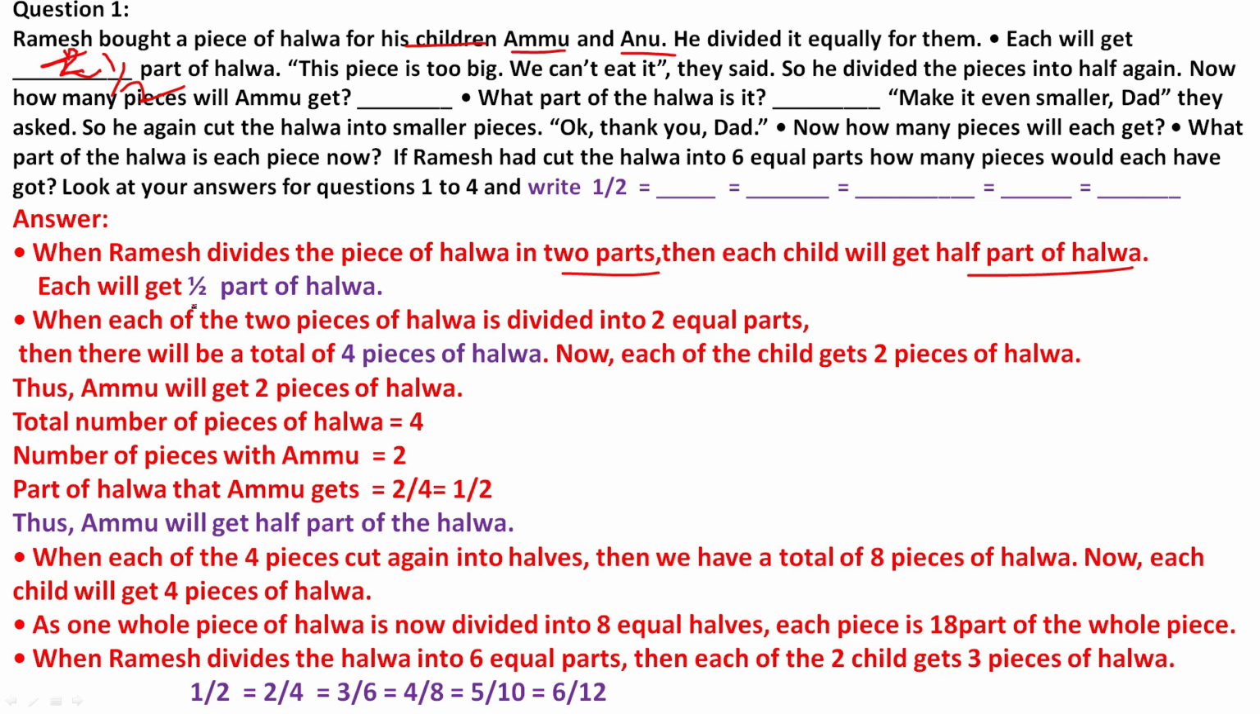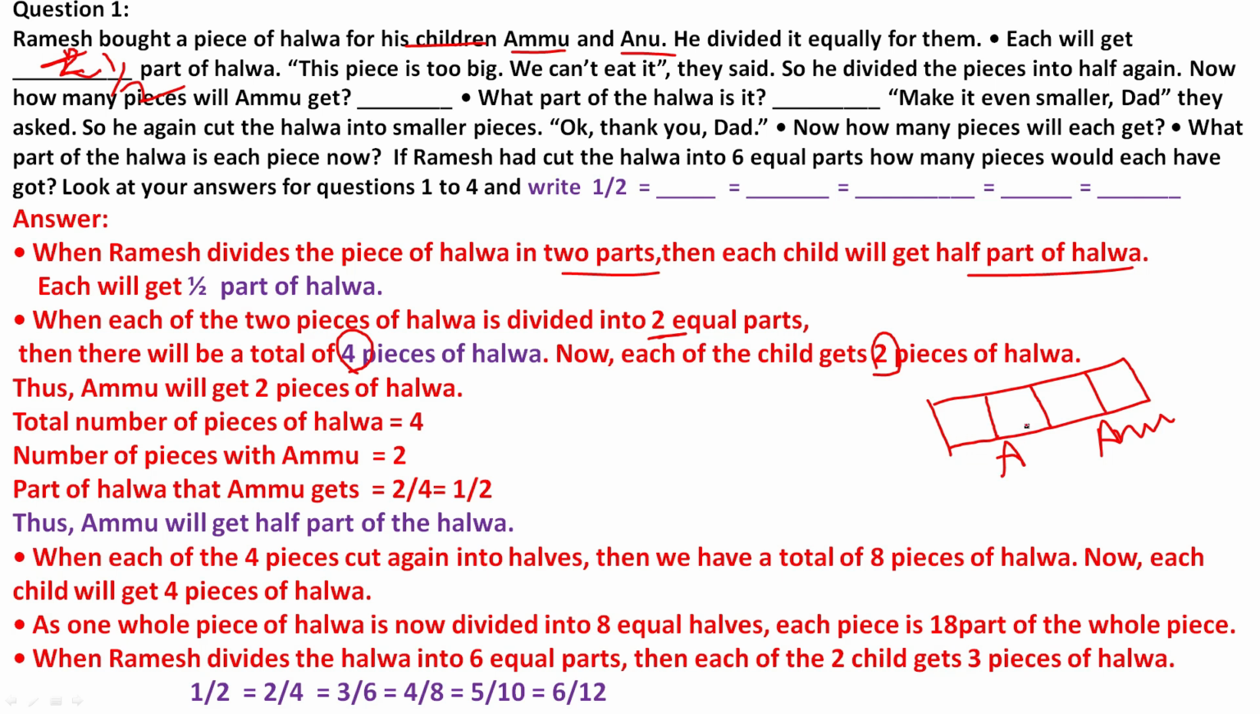Now, when each of the 2 pieces of halwa is divided into 2 equal parts, the total number of pieces is 4. Now each of the children will get 2 pieces. Actually in this sum, Ramesh bought a piece of halwa. First he makes 2 equal parts. So one piece will be given to Ammu, and Anu will get another piece. Again he wants to divide each piece into 2.